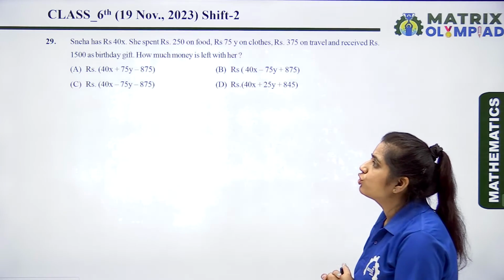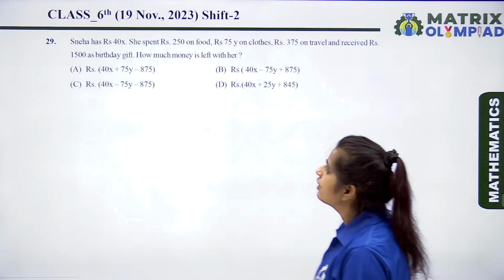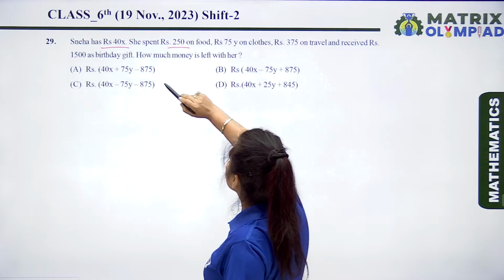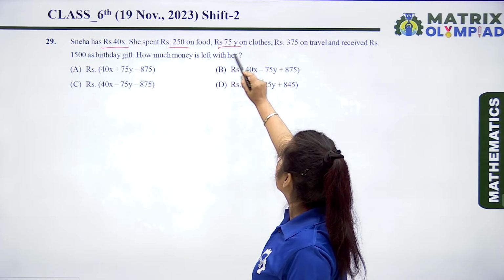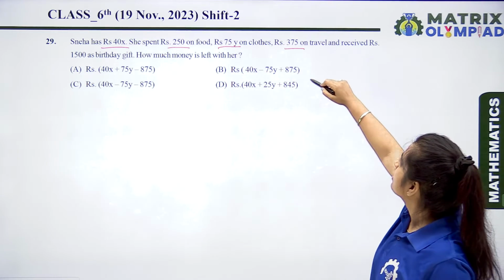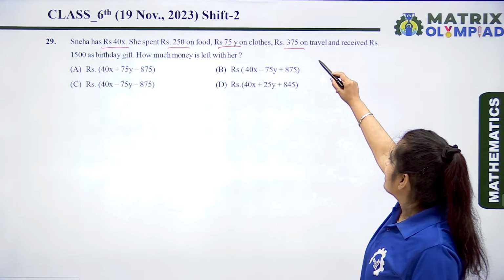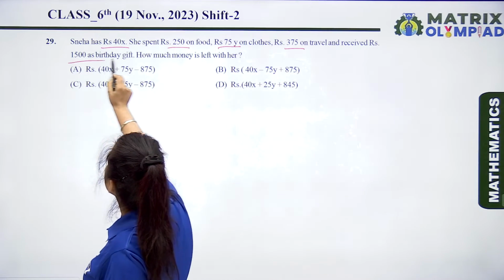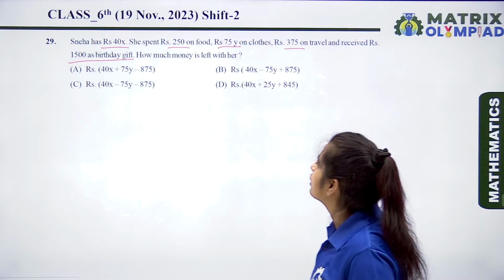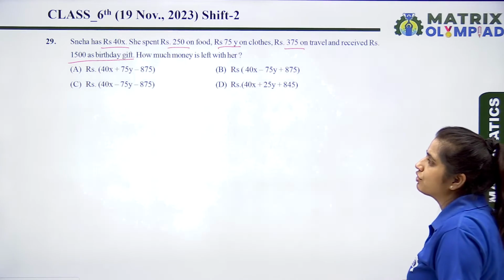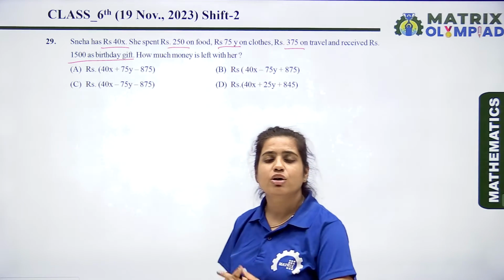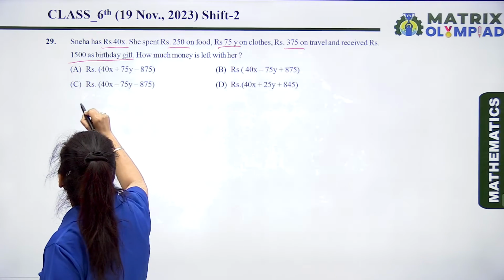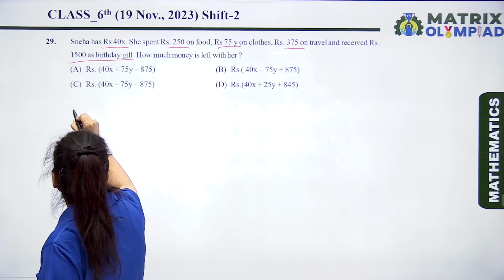Now the next question is question number 29. Sneha had rupees 40x. She spent rupees 250 on food, rupees 75 on clothes and rupees 375 on travel and received 1500 as a birthday gift. How much money is left with her? So we have to find out the total money left with her. So first of all, let's find out how much money Sneha had.